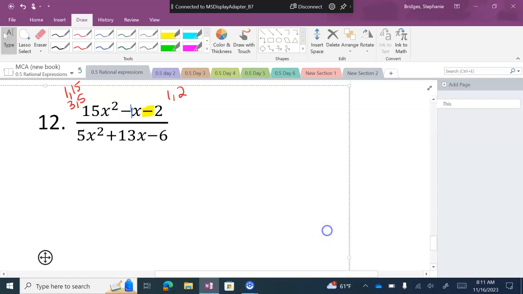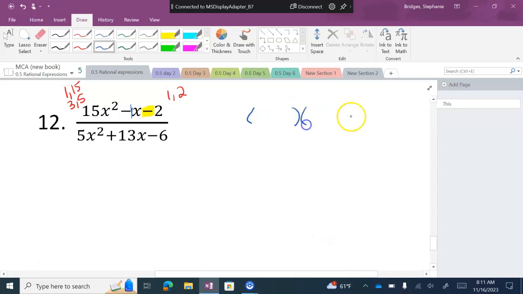So what I'm going to do is start with 3 and 5 and see if I can get that to work. So I'm going to put 3x and 5x. And I'm going to put my 1 here and my 2 here and just see if that works. And we might have to switch the 1 and the 2. We have to just do our multiplying.